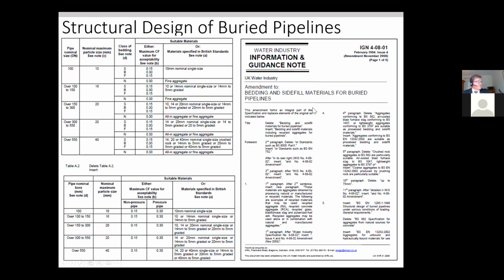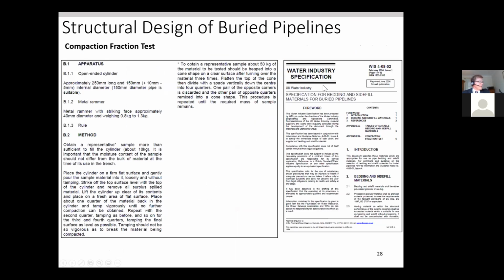Two of the guides that I think are quite good, but we'd like to do more work with, are Information Guidance Note 40801, which is freely available on Water UK's website, and Water Industry Standard 40802, which give a lot of guidance as to what's suitable and what isn't, and how to assess selected materials. We think there's more work to do here. We've included things like the compaction fraction test in the new 9295, but as we get pushed harder and harder in this area, I think we do need to do more work to back up how it goes forward. But there is quite good guidance freely available there.